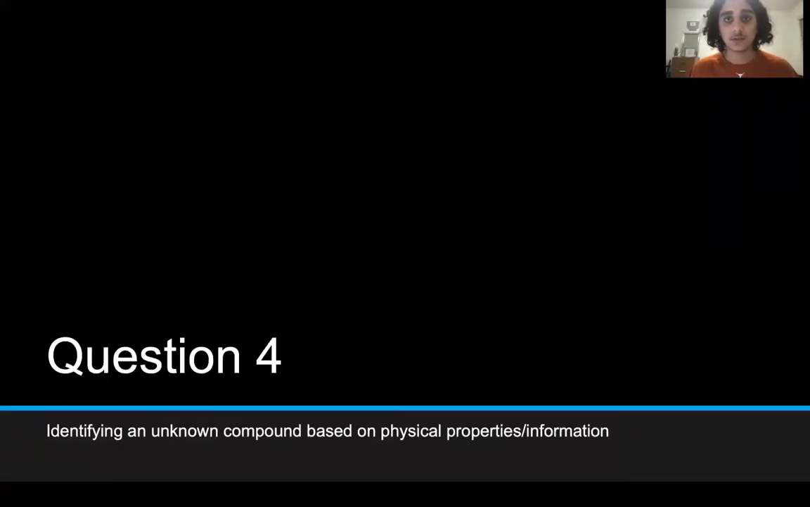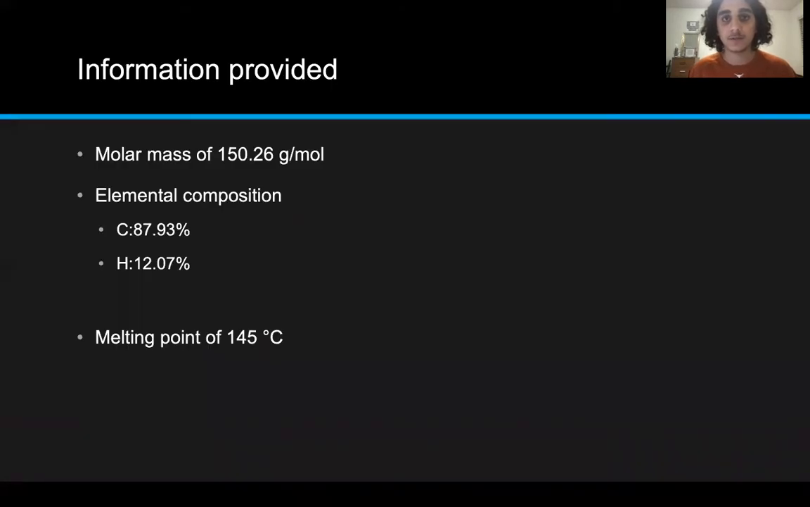Question 4 provides us with the physical properties and information for an unknown compound and asks us to find the identity of this unknown compound. The physical information that was provided was, one, its molar mass, which was 150.26 grams per mole. Two, its elemental composition, which was 87.93% carbon and 12.07% hydrogen. And finally, a melting point of 145 degrees Celsius.